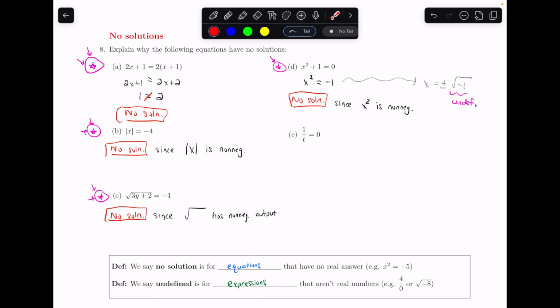Okay, part E. So let's end with this. Pause it in 3, 2, 1 for 30 seconds to try this. Okay, so hopefully you did that. Let's bring it back and talk about this one.